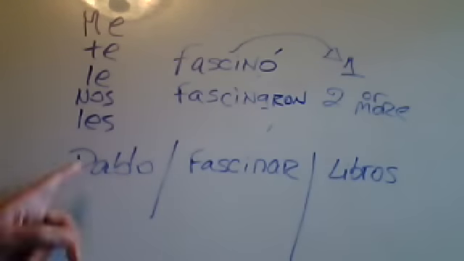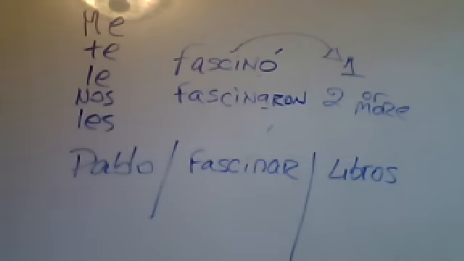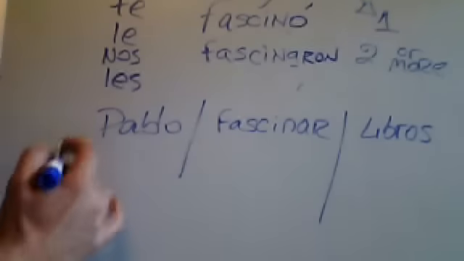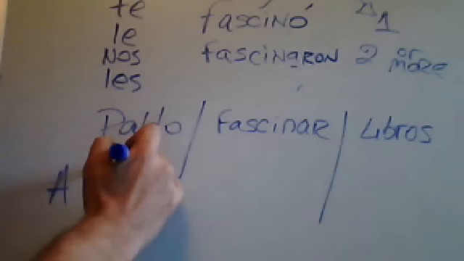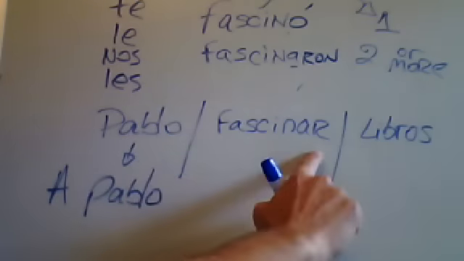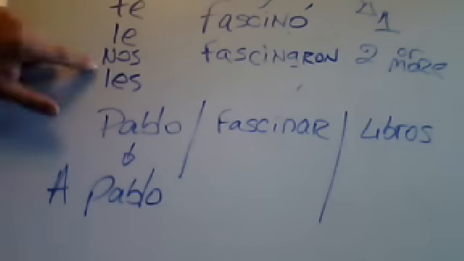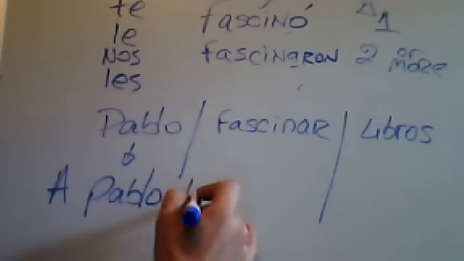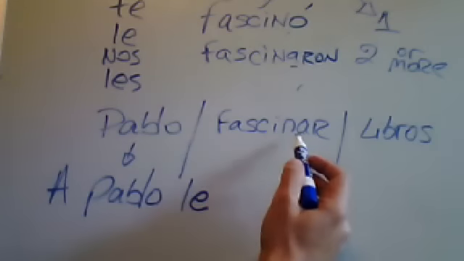Entonces, if I have three columns and I have Pablo, fascinar, los libros, if you follow the model you have in your study guide, the first thing you should place is a Pablo. Now you need to conjugate the verb. What kind of pronoun you need to use for Pablo? Le. Because you are talking about third person. A Pablo le. Now, I need to conjugate fascinar.